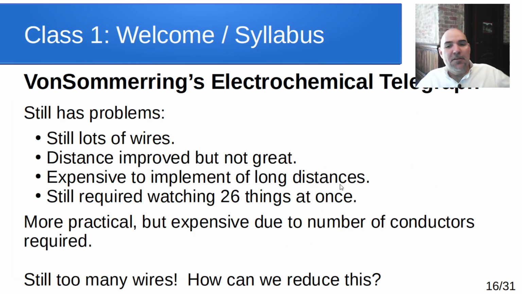Okay, so von Sommering's invention, again, an improvement in a number of ways, but it still had a lot of wires. And distance was improved with it, because as long as current could flow through to the other end, it would work. But it still wasn't great, because we still had tons of wires that we needed to create. And so it was expensive to implement for long distances. It still required watching 26 things at once, but they did have that improvement that it would ding a bell to tell you when to start looking at it with one of the later inventions. So it's a little more practical, but still expensive due to the number of conductors required.